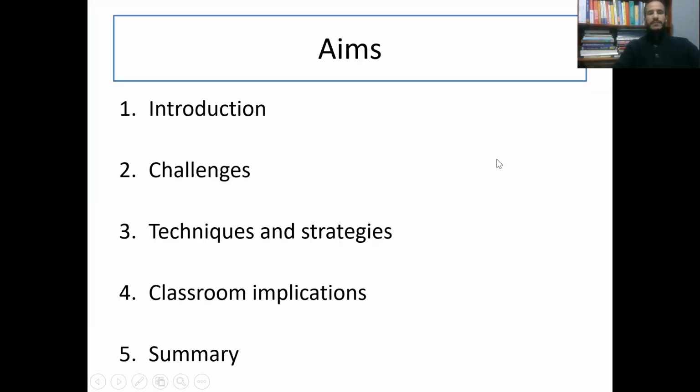All right. So today there are five aims, and these are the ones. Number one, we are going to start with an introduction. What is reading? What is not reading? Then what are the difficulties, the challenges that students will face and the teacher he or she may face when he or she is teaching? And of course, to overcome these challenges, we need some techniques and strategies. They help us to teach effectively, and they help learners to learn better. And of course, these techniques, strategies, we are going to put them into practice, into action. So it's the classroom implications. Number five is a summary of the whole session.